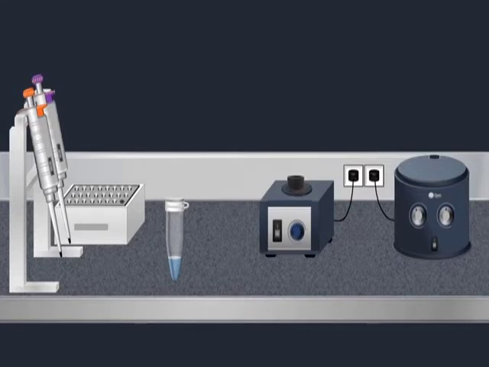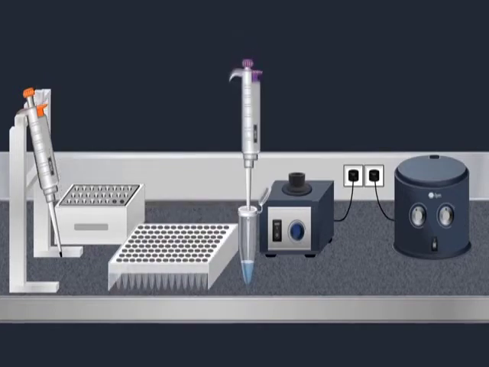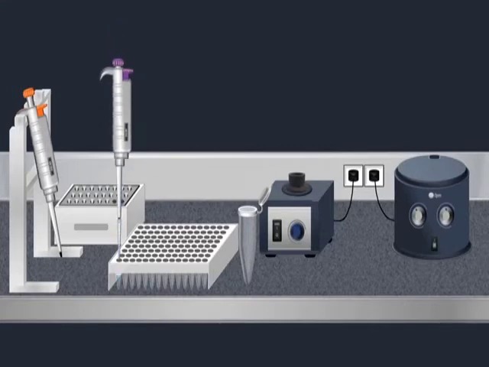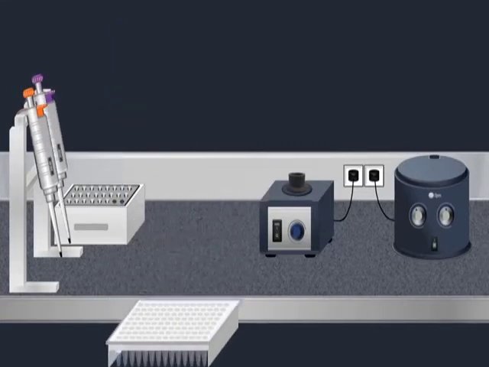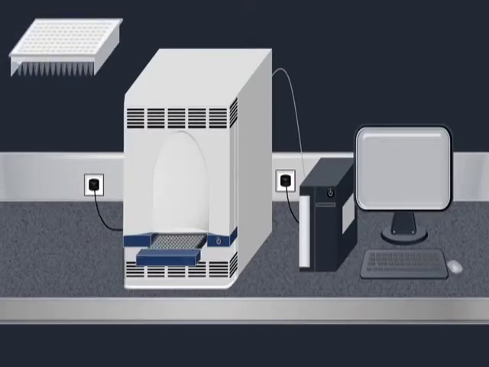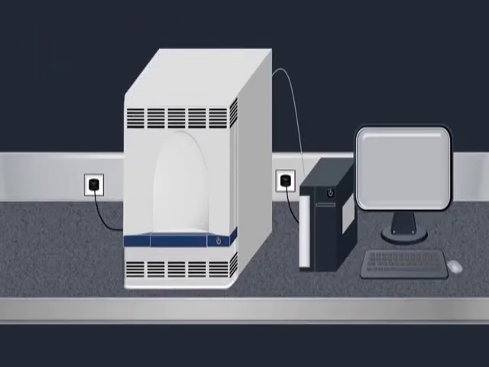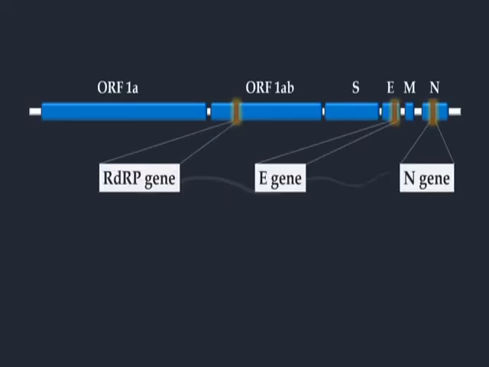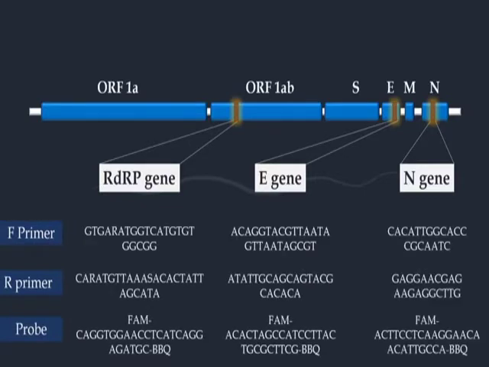The tube is mixed by pulse vortexing. Then the reaction mixture is loaded into a PCR plate, which generally contains 96 wells, allowing the analysis of several samples at the same time. Next, the plate is placed in a PCR machine, which is essentially a thermal cycler. Real-time RT-PCR is used for the detection of the new coronavirus 2019 by the amplification of target sequences in the RdRp gene, the E gene and the N gene. The choice of the target gene depends on the primers and the probe sequences.